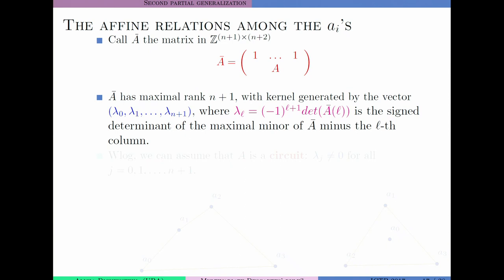Okay, so instead of considering just A, we are going to enhance A. So we are going to assume that A is a matrix, to say something, 1, 2, 0, 1, 1, 1, 3, 2. Then we are going to consider A bar, and A bar means that we are going to add a row of ones. Why do we want a row of ones?